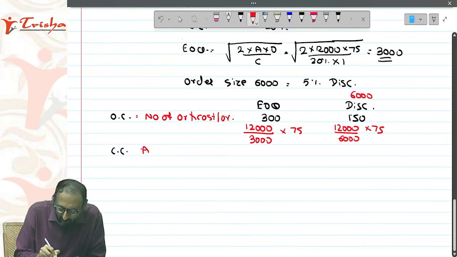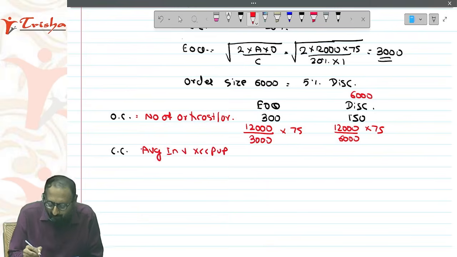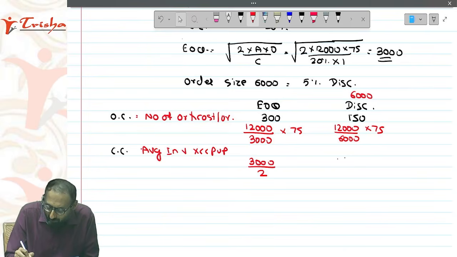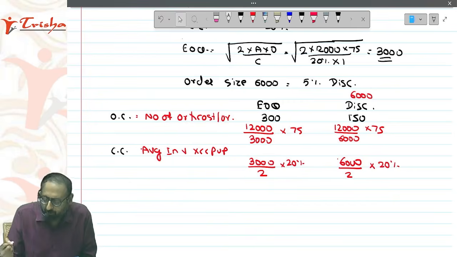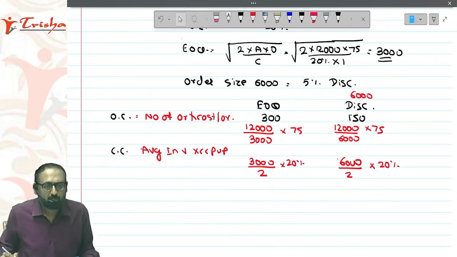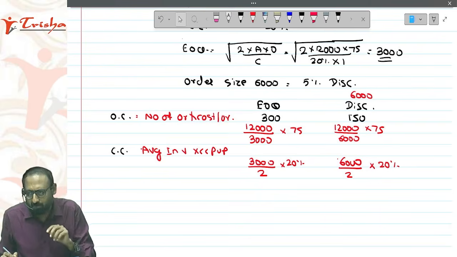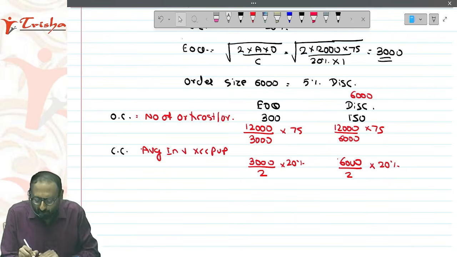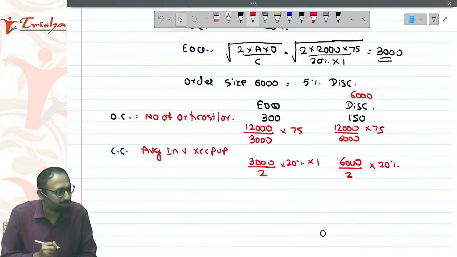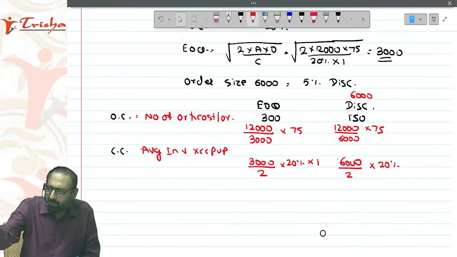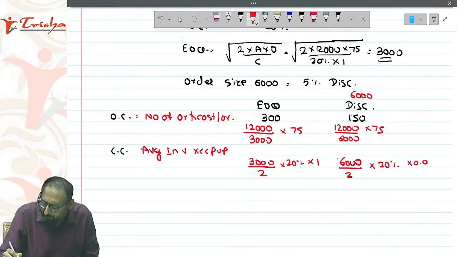Next one, tell me what is the formula for carrying cost. Sir ji, carrying cost is equal to average inventory multiplied by carrying cost per unit per annum. Now you tell me average inventory: order size divided by 2. My order size is 3000 divided by 2. Order size is 6000 divided by 2. Please concentrate here. How much is your carrying cost? Is it 20%? 20% is applicable on what? Purchase price. Without a discount, if you follow economic order quantity, how much is your purchase price? Is it 1 rupee? But if you apply that discount, is it 0.95 is your purchase price?